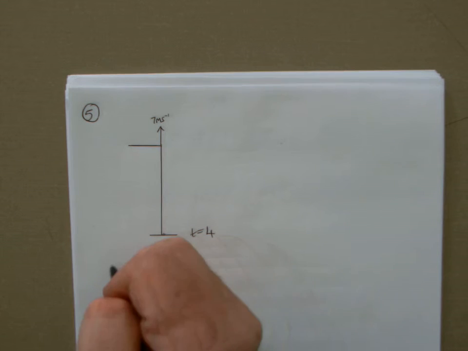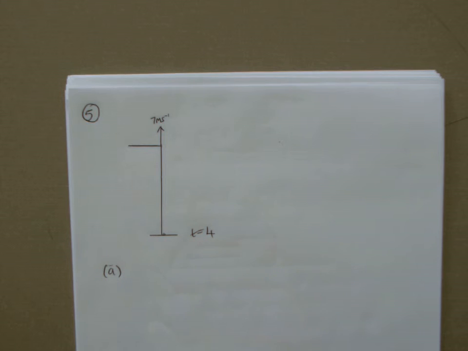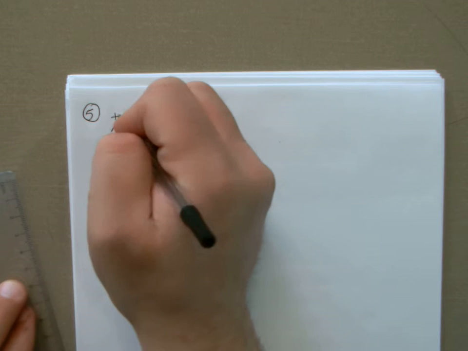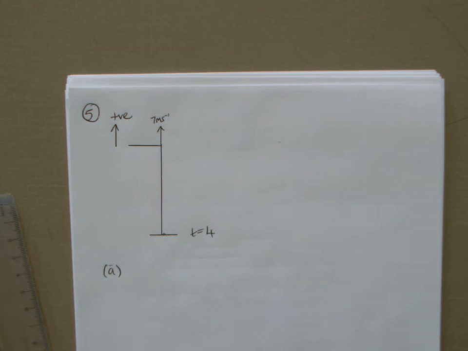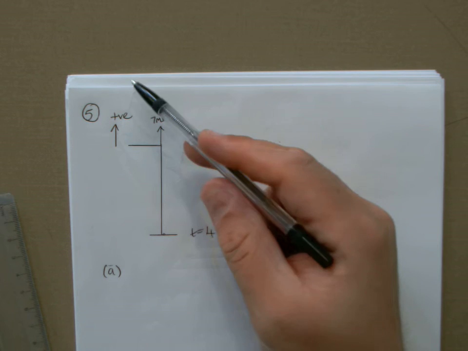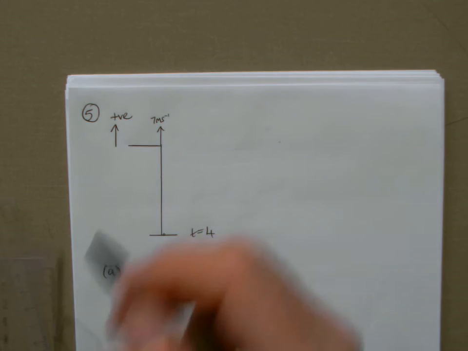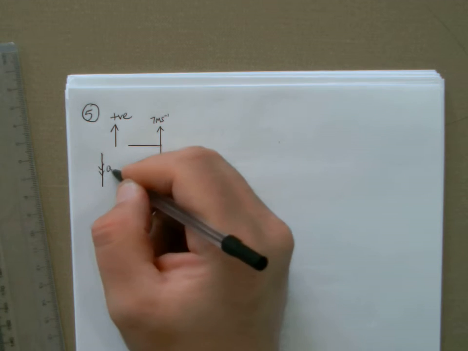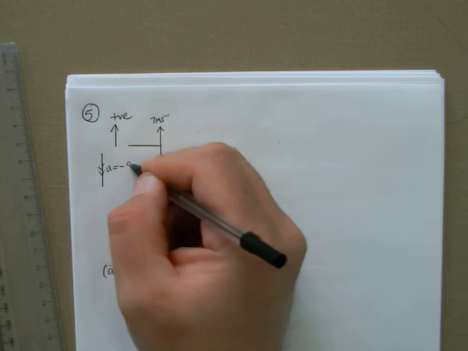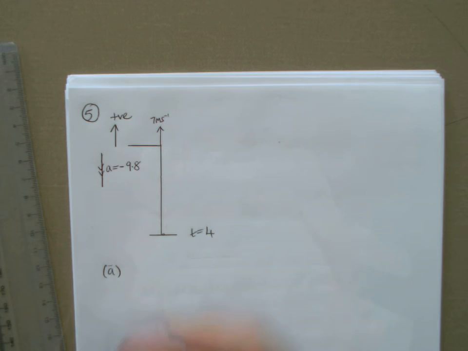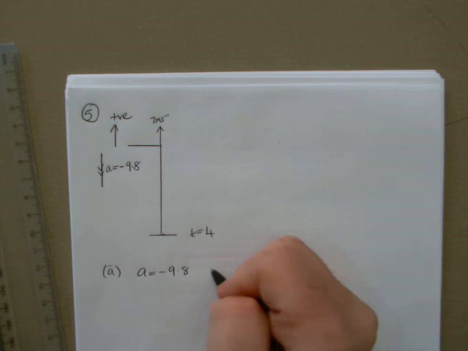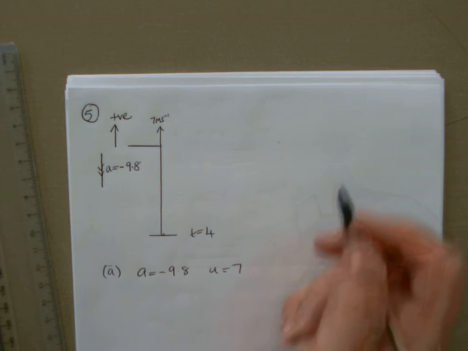So that's part A. Alright, now, first thing you need to note, because it's projected vertically upwards, we're going to take upwards as positive throughout the whole question, right? Upwards positive here, because it's projected upwards. Now we know acceleration acts downwards, due to gravity, yeah? So because it's acting downwards, opposing the positive direction, we've got to write acceleration to be minus 9.8. We know u then is equal to 7, okay?